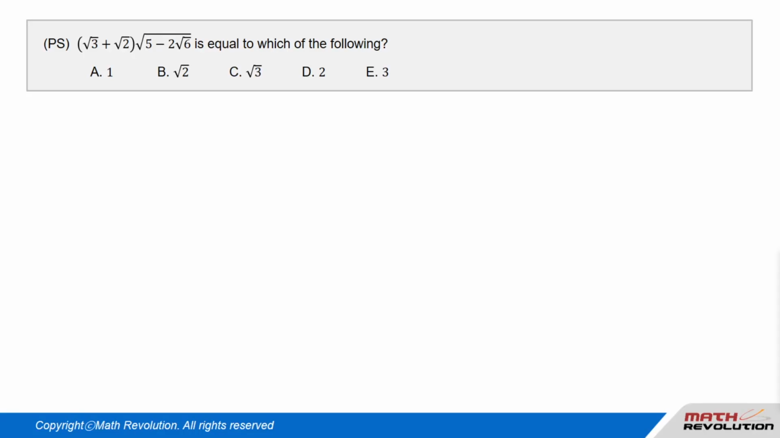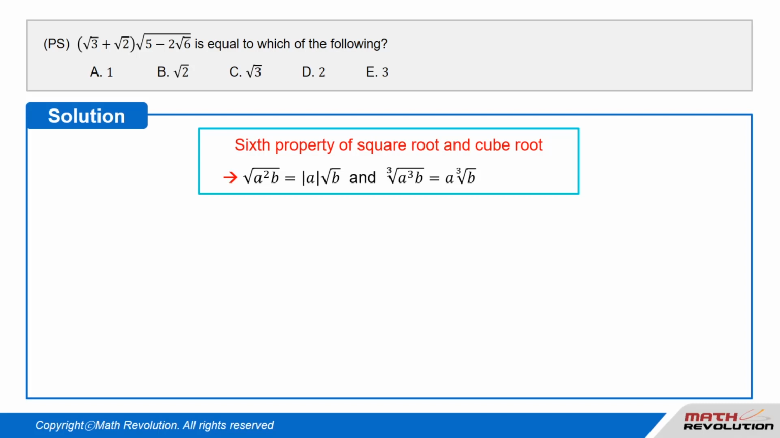Question: (√3 + √2) times √(5 − 2√6) is equal to which of the following? Solution. Let us talk about the sixth property of square root and cube root.